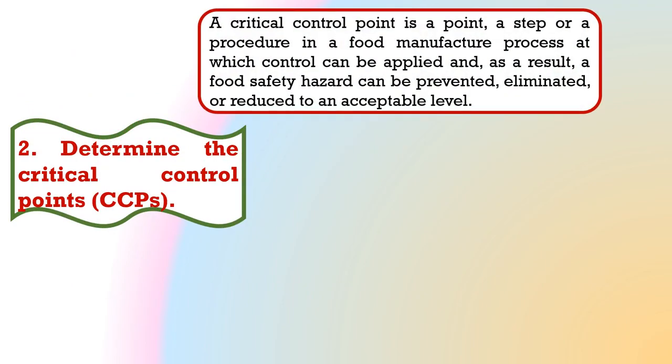The second important principle is to determine the critical control points, that is CCPs. A critical control point is a point or a step or a procedure in a food manufacturing process at which control can be applied in order to prevent or eliminate or reduce any food safety hazard to an acceptable level.